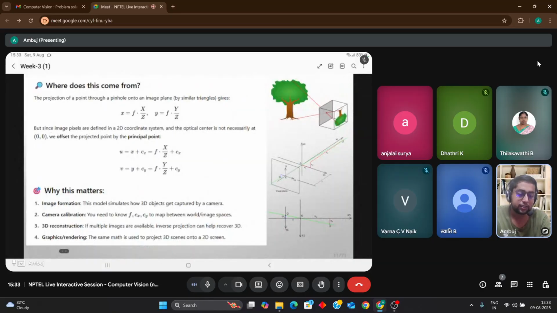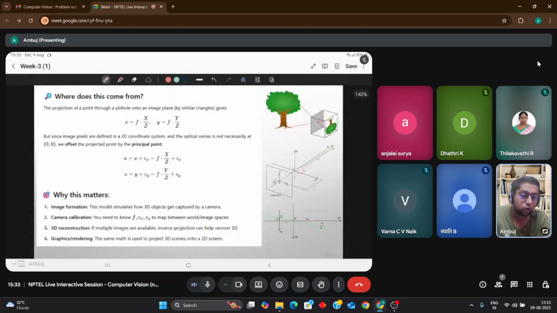Now try to see where this particular concept has come from. Projection of a point through a pinhole onto an image plane, by the property of similar triangles. These two particular triangles are there. If you draw them and use the property of similar triangles, then you will get x as f multiplied by, from these two triangles as well as these triangles.